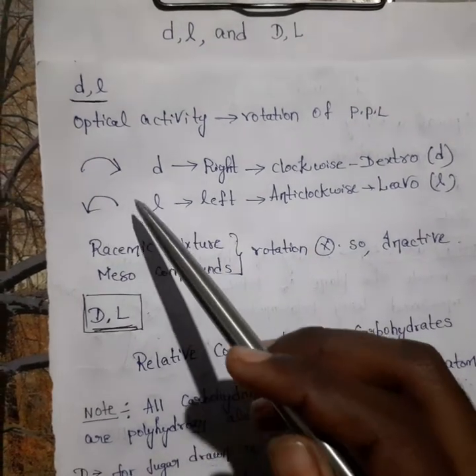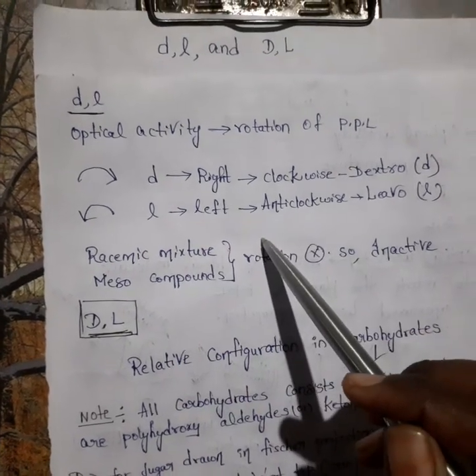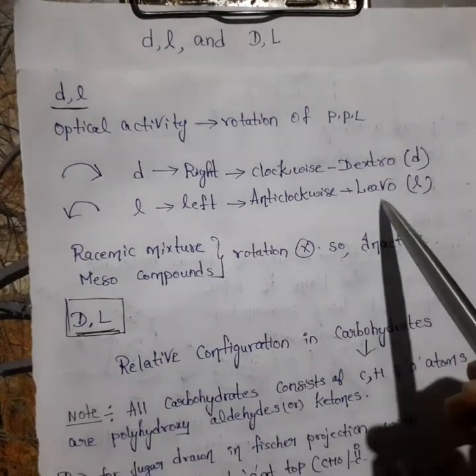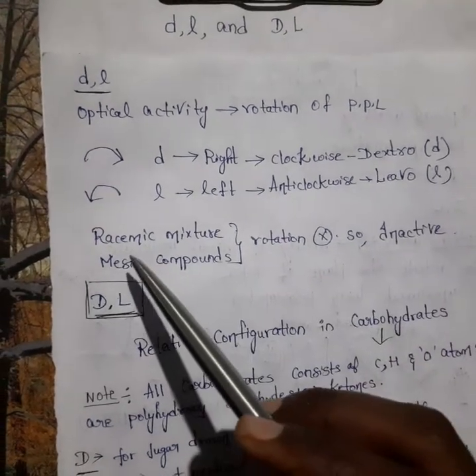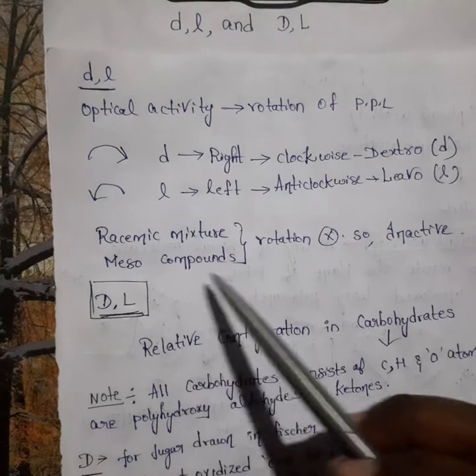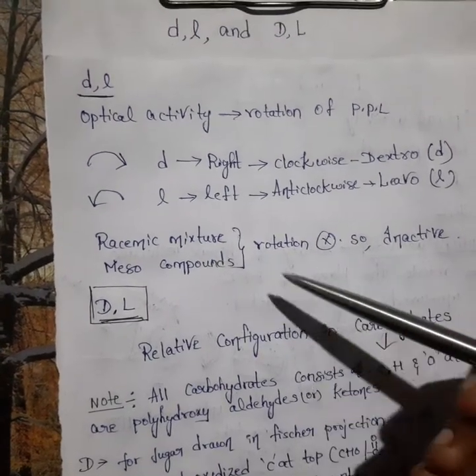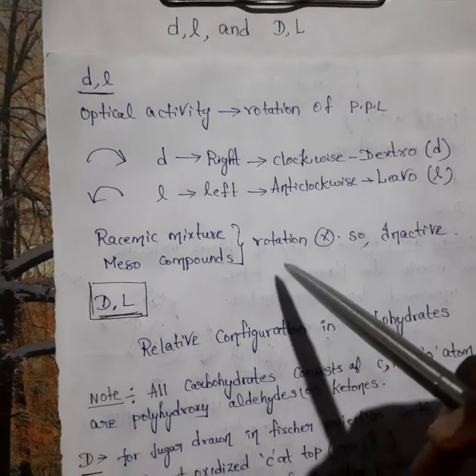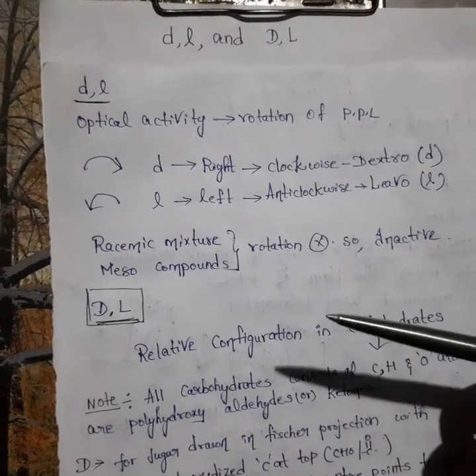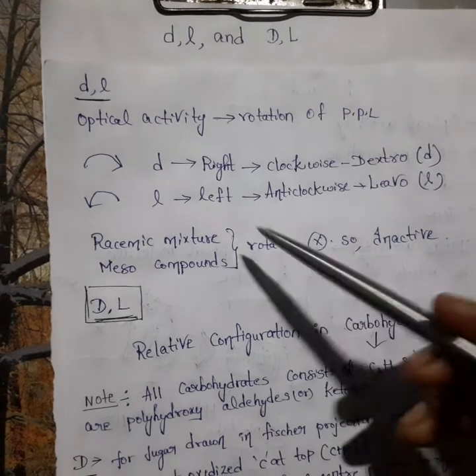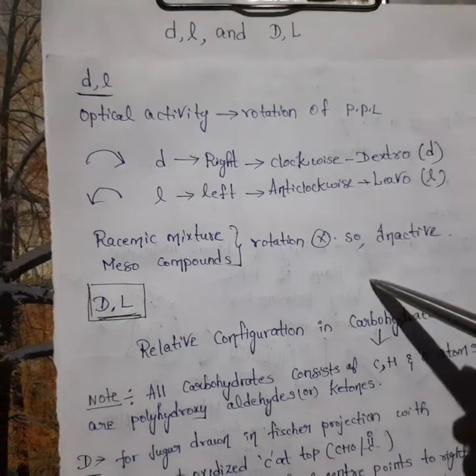If the rotation is towards the left side or anti-clockwise direction, here it is indicated by the small l, and it is levorotatory. See, in case of a racemic mixture and meso compounds, as I already discussed, of course here rotation is present, but due to net specific rotation, they get cancelled. So we generally say that these racemic mixture and meso compounds are optically inactive.